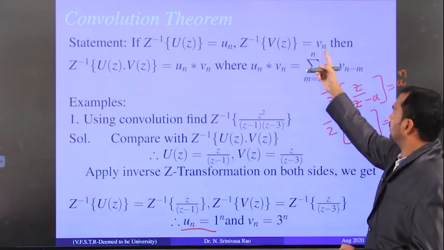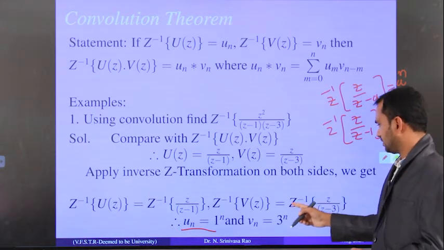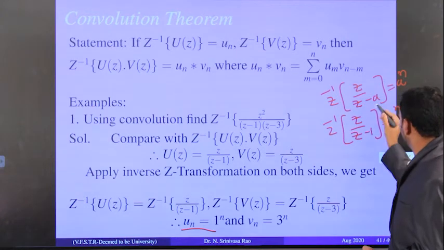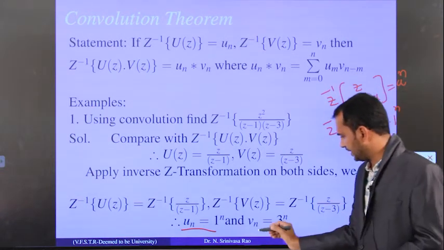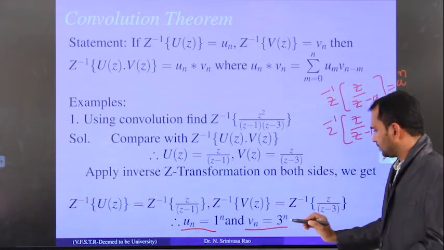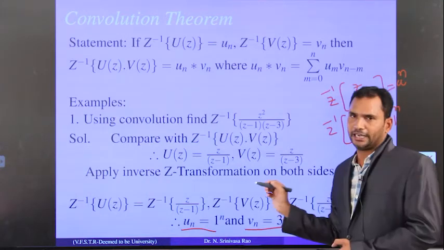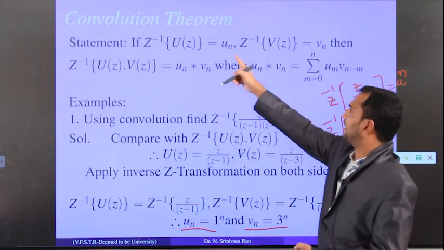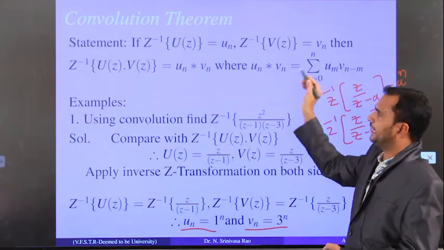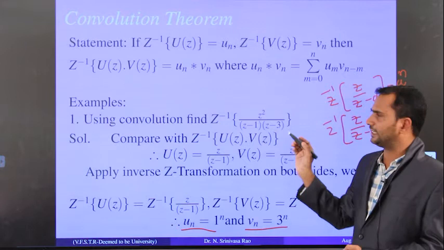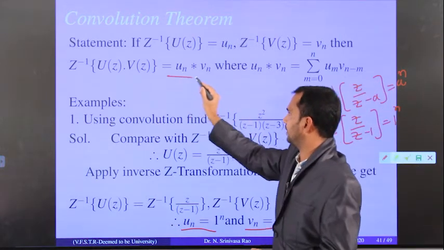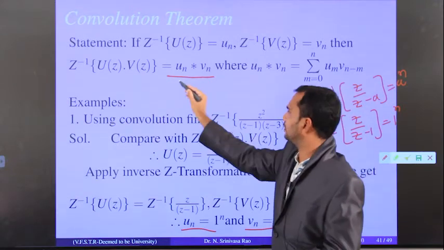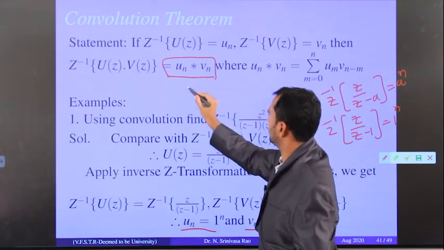Similarly we have to find v(n). So v(n) is z inverse of z by (z minus 3). In the place of a we have 3. Therefore v(n) is 3 power n. This way you have to find u(n) and v(n). Once you have u(n) and v(n), how to find the z inverse by the convolution theorem is: this is called the convolution product. What you have to do is u(n) star v(n). This we call the convolution product.